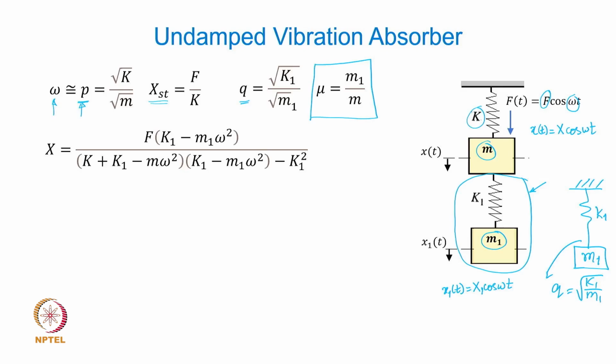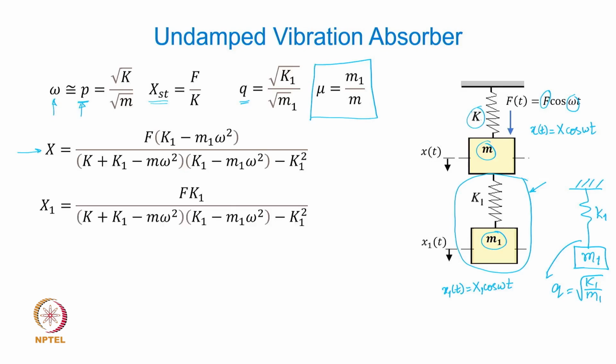If you substitute these assumed solutions in the governing equations, which we have already discussed, then the expression for the response of the main mass turns out to be this, which we also discussed a few slides back. And similarly, the response of this auxiliary system or absorber system is capital X1, which is given by this expression. Both these expressions are quite similar, except that K1, K2 are now replaced as K and K1. Then there is absolutely no difference here.